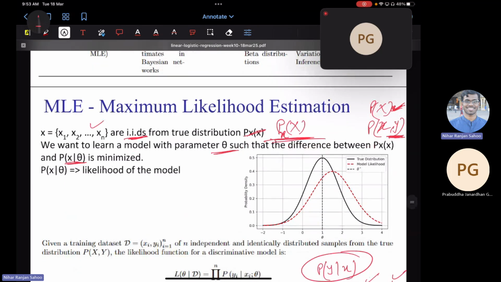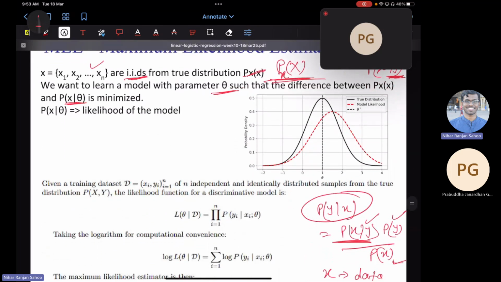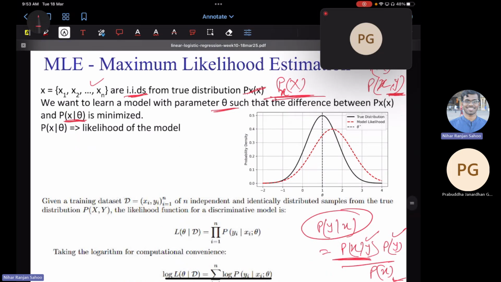So in that scenario we don't have a y label, and I have given a mathematical representation for both scenarios. If you don't have a y label, you can write directly probability of x given theta, and you have to maximize this probability of x given theta. So what's the target? The target is to compute this theta star, that is the argmax of probability of x given theta.